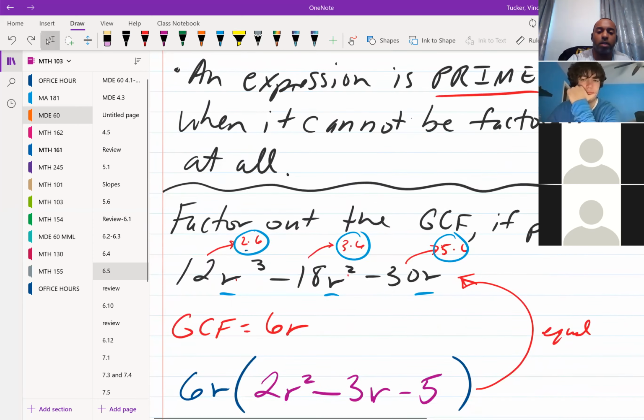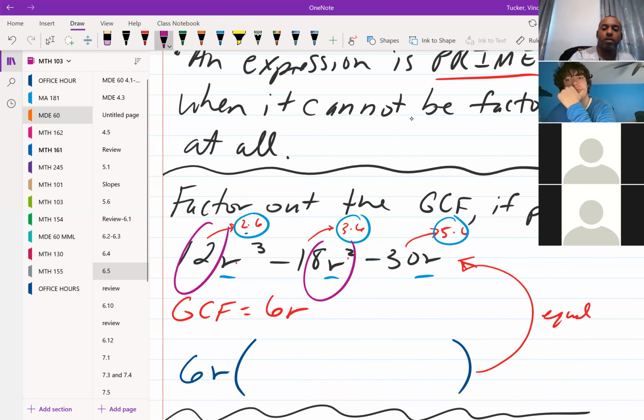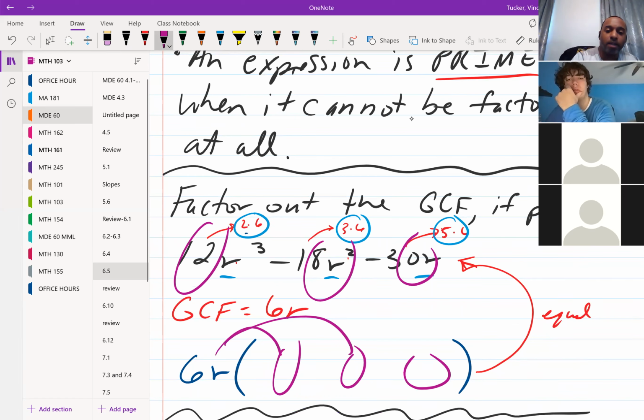All right. So if I erase this, we'll walk through it. So what you know is going to have to happen is that you're going to have 6r on the outside and then parentheses. And for each term, there has to be a term here. So if you have 3 terms, then there should be 3 terms in the parentheses. Because remember, what this represents is the multiplication of that original expression. When I multiply 6r back to each term, it should give me what I originally had. All right.